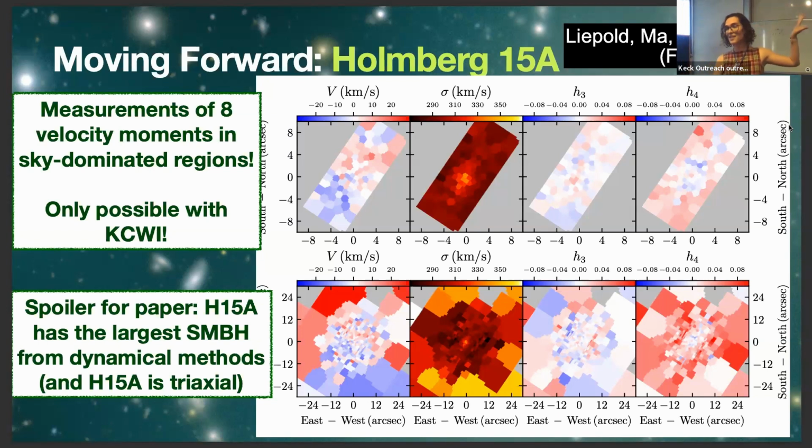So we then fed all of this into our triaxial Schwarzschild modeling, ran hundreds of thousands of hours of simulations, and a little bit of a spoiler for the paper: we find that it, along with NGC 4889, has the largest supermassive black hole that we know about from dynamical methods. This one is about 22 billion times the mass of the sun. We also found that the stellar halo of the galaxy is triaxial. This is something that is only enabled with the new modeling tools that we've developed, and the data is only enabled with the extreme sensitivity of KCWI.